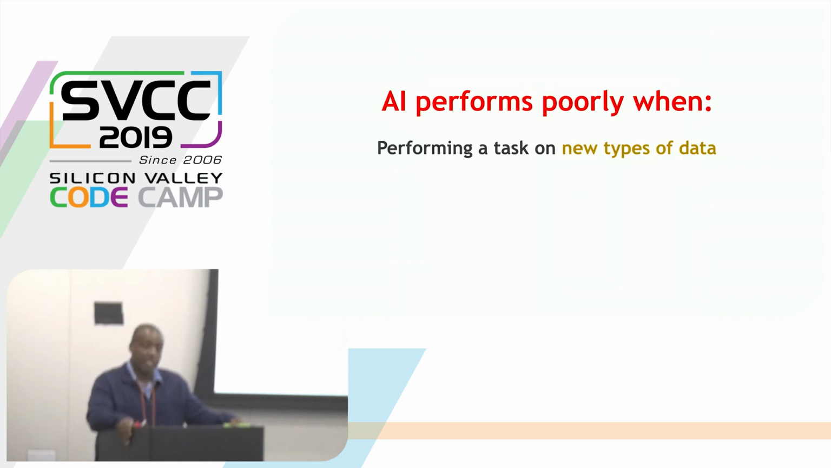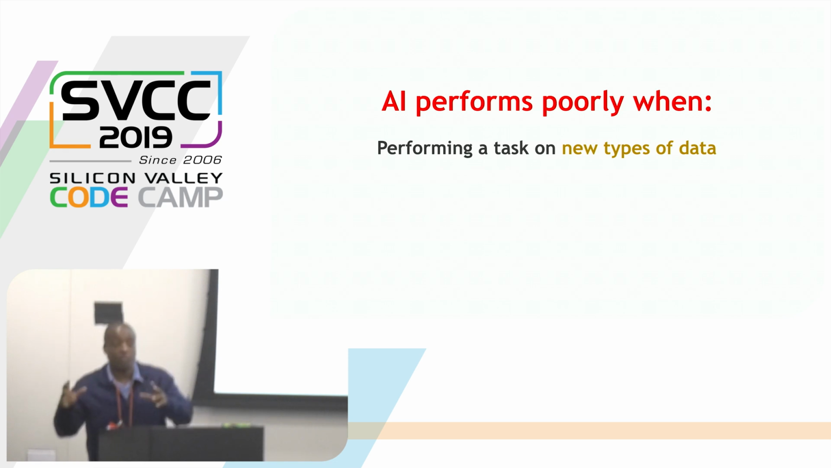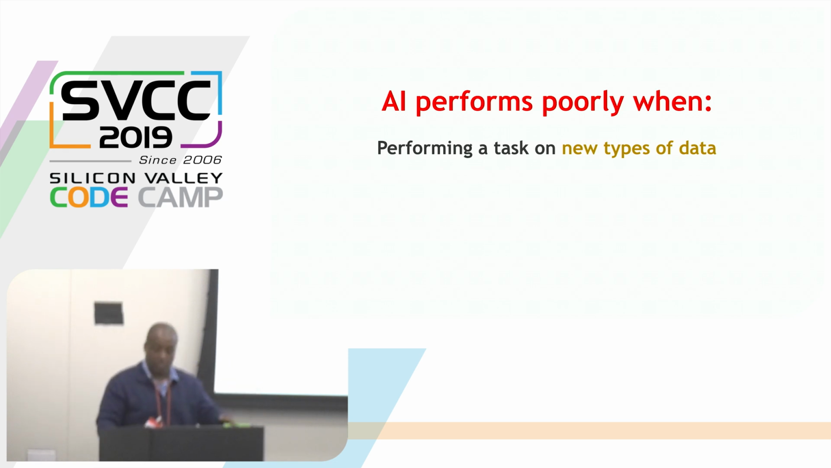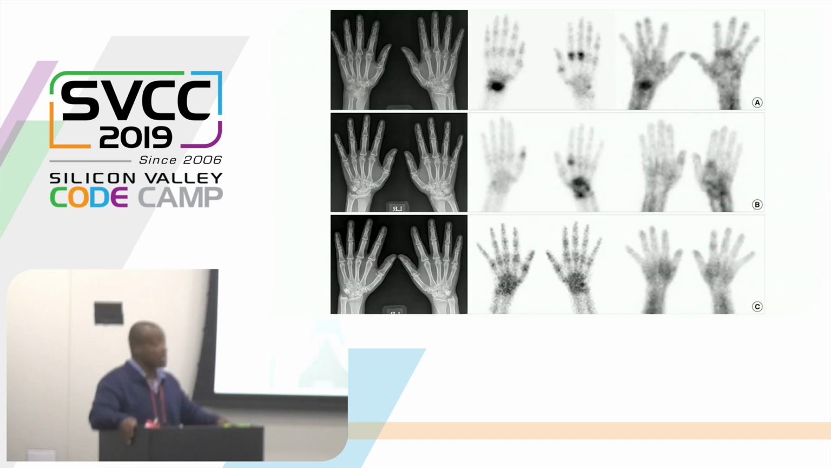AI performs poorly on new types of data. We can generalize our knowledge. We can learn something in one way and be able to transfer it to another circumstance. Here's a situation right here where you're looking at rheumatoid arthritis in some scans. On the left is a radiograph or x-rays, and on the right what are called scintigraphy scans. Humans can go between those and get it and generalize their knowledge.